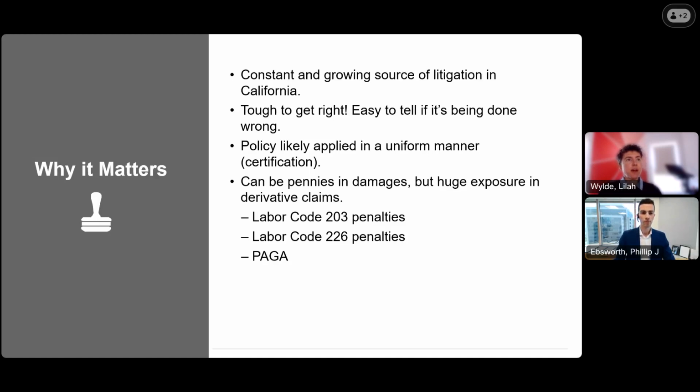So talking about why all of this matters, we've said it probably 2 or 3 times at this point, but I am going to say it one more time: this is a growing topic of litigation, especially in California, but everywhere. I mean, daily there are countless lawsuits, class action, PAGA lawsuits filed alleging regular rate claims.